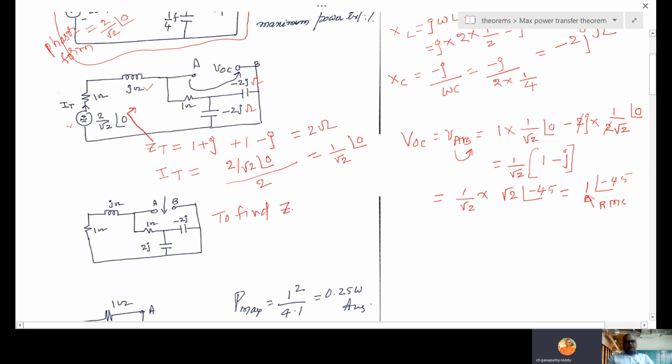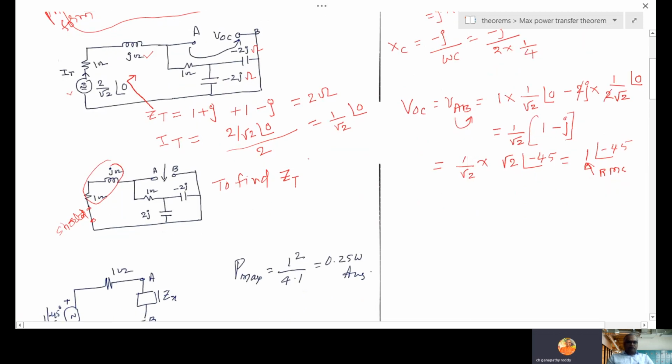Next, this is the equivalent circuit to find Z Thevenin. What is Z Thevenin? The voltage source is short circuited. So here the voltage source is shorted, and we find the impedance looking from AB. So looking from AB, again series parallel. Enter from A, come to B. So 1 plus J, this is series, and these two are parallel. And what is the total net equivalent? So Z Thevenin.